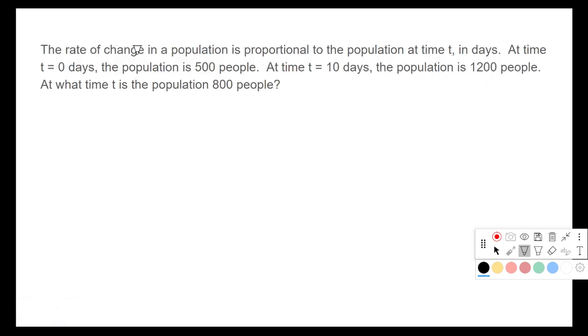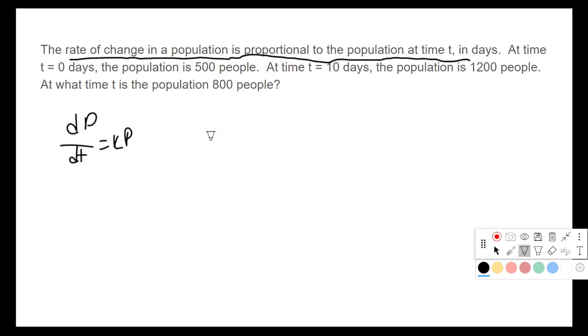The rate of change in a population p is proportional to the population at time t in days. Oh, well, that's the differential equation that we started with. So dp dt is equal to kp. That's what that's telling me. At time t equals 0 days, the population is 500 people. So when t is 0, p is 500, which means that p naught must be 500.